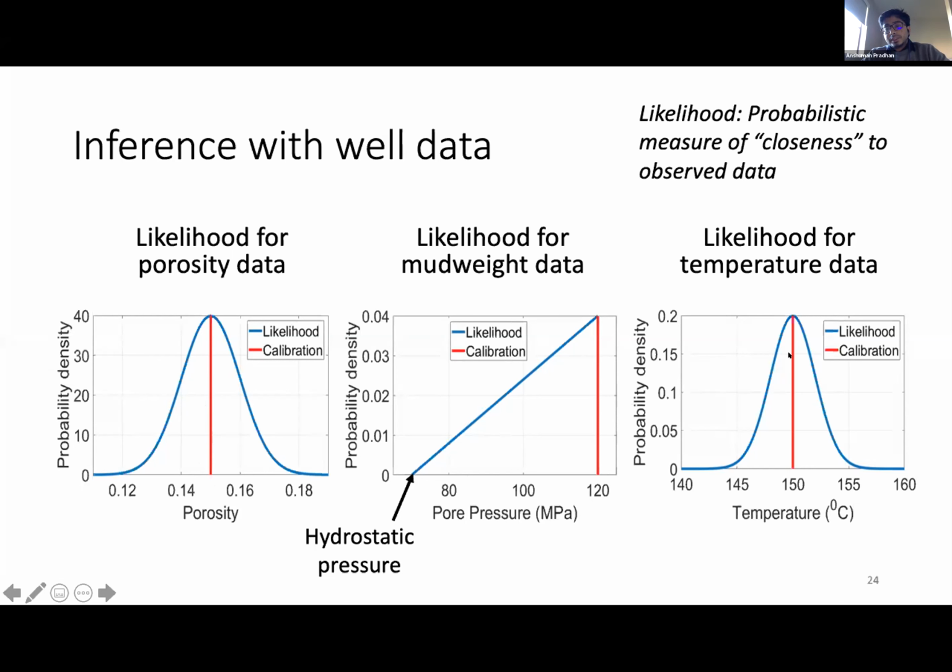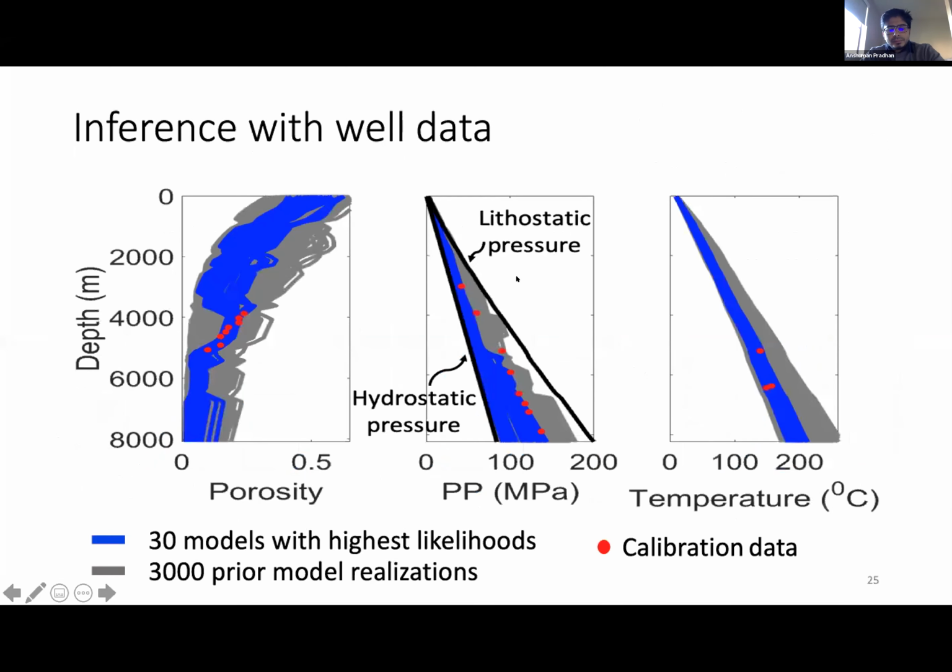Similarly, for the temperature data, we have a Gaussian distribution for the likelihood model. We also have some mud weight data, and mud weight data are upper bounds. So this red over here denotes the mud weight data, and then we assign a probability density that has the highest probability at the mud weight data, and has a 0 at the hydrostatic pressure. So that is our likelihood model for the mud weight data. And then once we've defined this, we can select from our 3,000 models which are the models that match the data the best. And that's what I'm showing in this slide. The 3,000 models at the well location have been shown in gray. In red is our calibration data that was obtained at the wells.